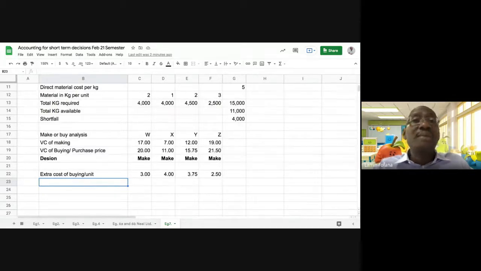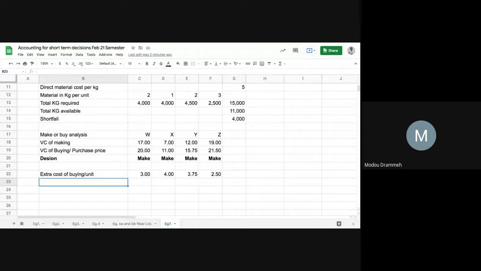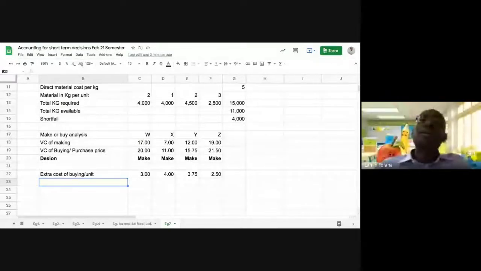We have to consider the limiting factor, as simple as that. In the previous example, we calculated our contribution, but we all agreed that we cannot use our contribution per unit because that's not our problem. Our problem is the limiting factor. So any contribution that you're going to use for your ranking will have to factor in the limiting factor. That was why we looked at our contribution per limiting factor, per machine hour. We looked at that as our basis for our decision.